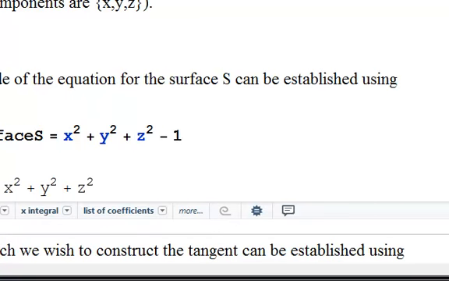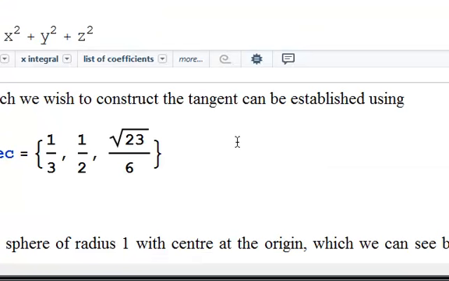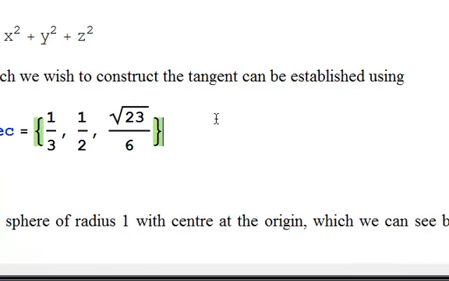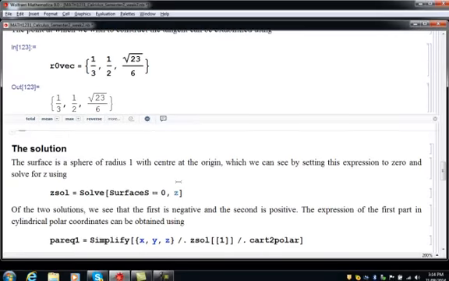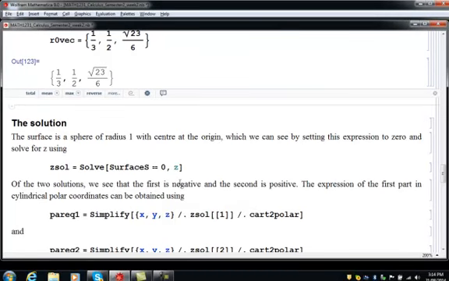And the point at which we want to construct the tangent, we're given this point. It's a third, a half, and the square root of 23 divided by 6. So we execute that. So the surface, as I said, was a sphere of radius 1 with center at the origin, and we can see this by setting the expression to 0 and solving for z using this.